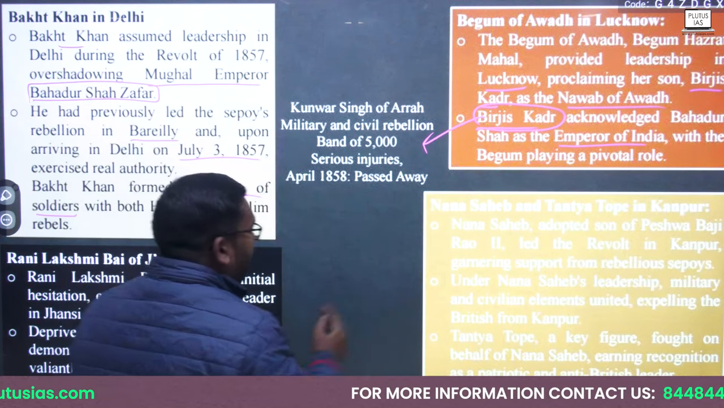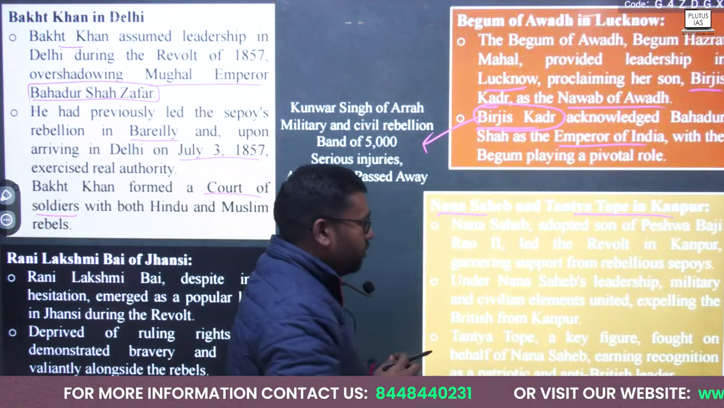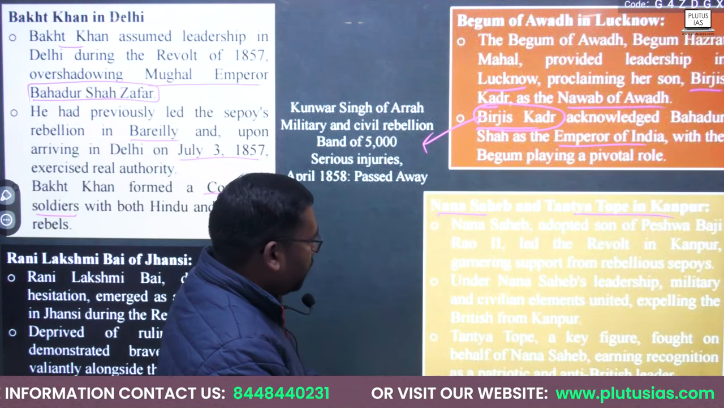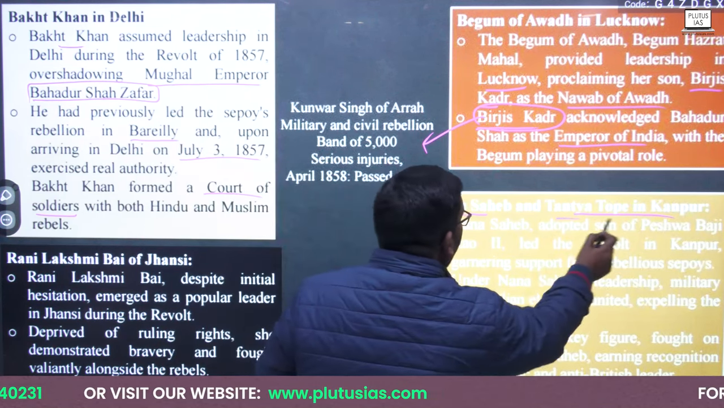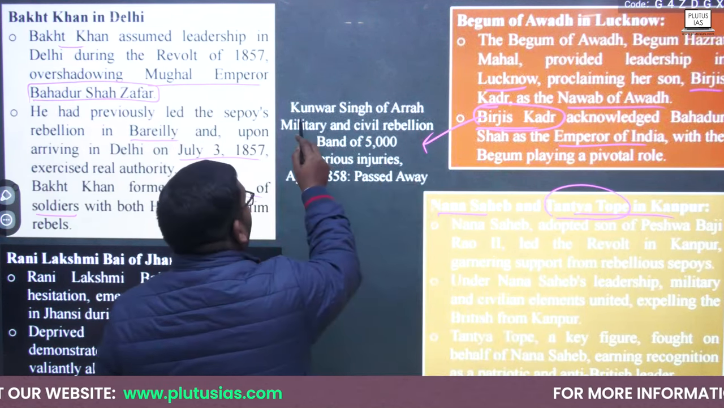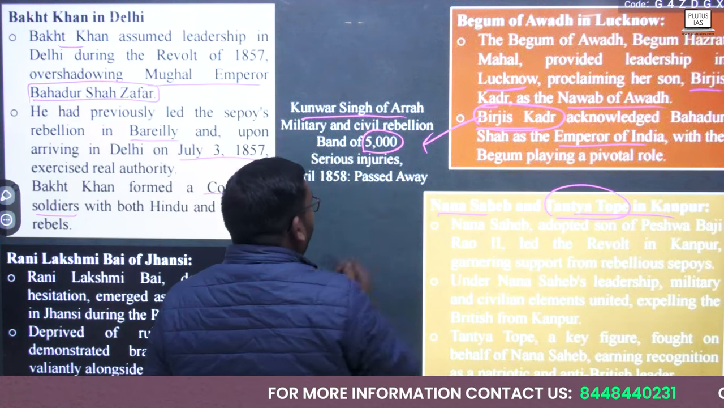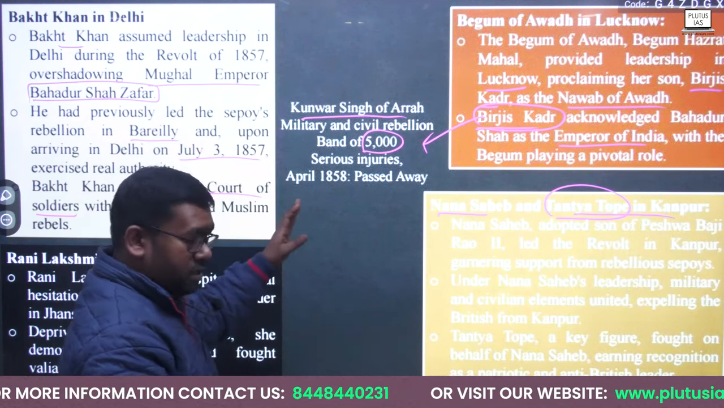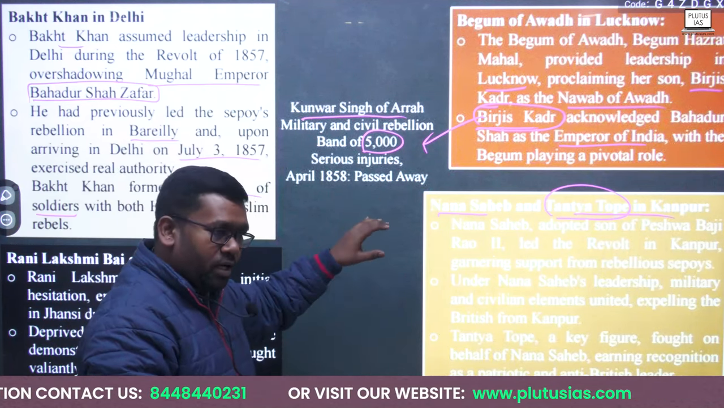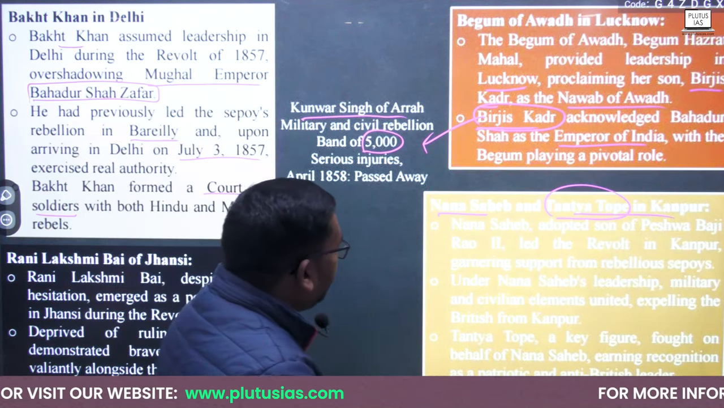Okay. Then we have Nana Sahib and Tatya Tope. So Nana Sahib is the adopted son of Bajirao, hum jante hain, inko Jhansi se kiya. Then he is supported by Tatya Tope. Kunwar Singh is from Bihar. It is said that he had led a band of 5,000. He came to Uttar Pradesh to fight against the British, but he was injured. And then he was not killed in the battle, but he passed away when he was going back home. So these are the main five.